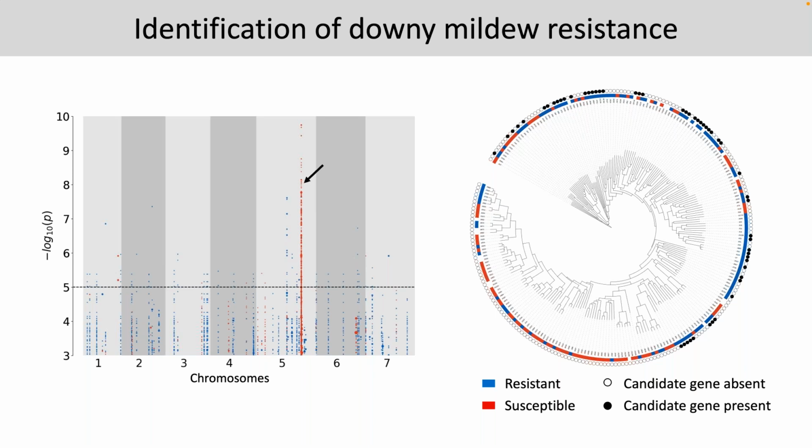So we are doing further work on this resistant locus. We're designing some gene-based markers and making crosses to transfer this resistance to the elite cultivars, and also doing functional validation of both these loci.